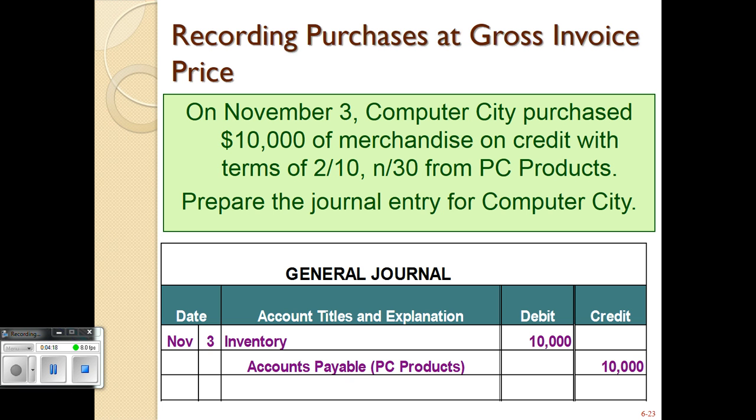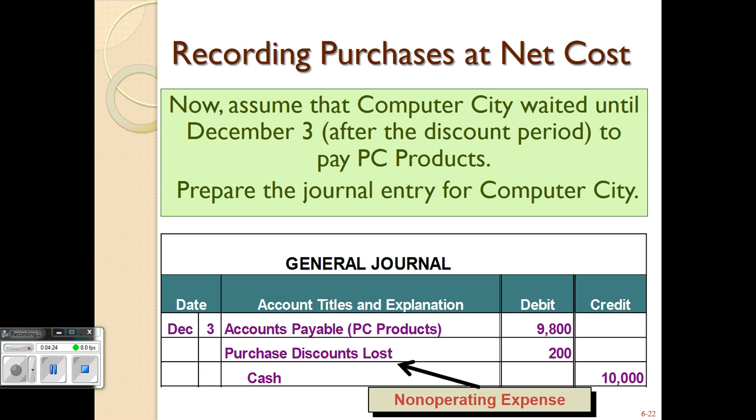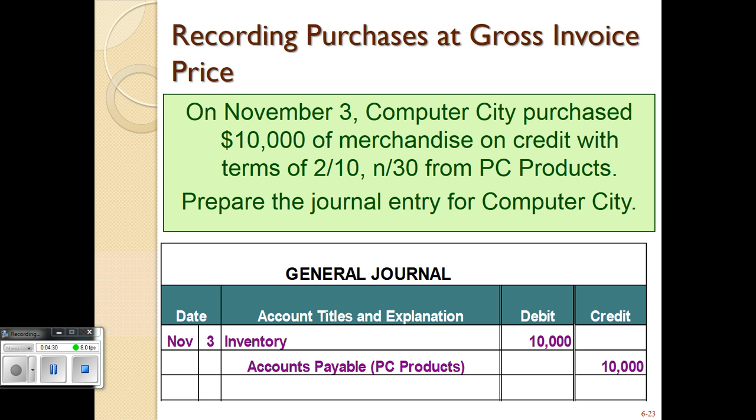In this particular case, I will point out that recording purchases at net cost is the most common way to do it. There are some companies that record the purchases at the gross invoice price. This is an exception, not the rule. In this particular case, they purchased 10 grand, the terms are 2/10, net 30, and they put it in their records at the entire 10 grand.